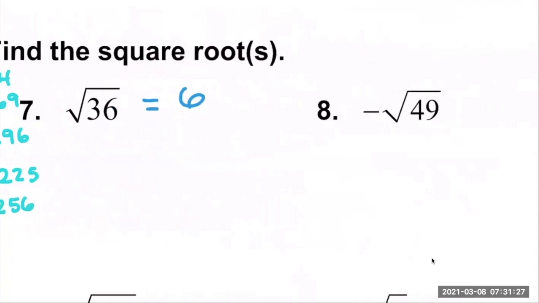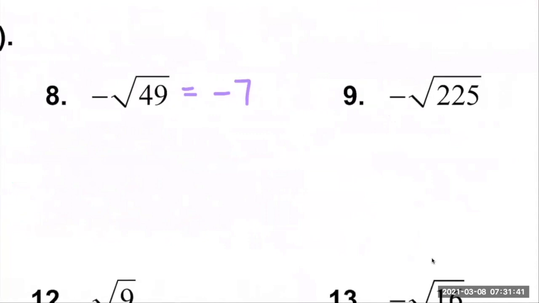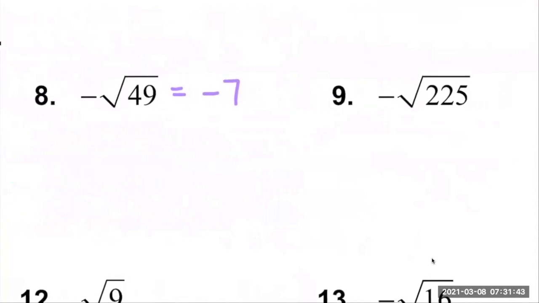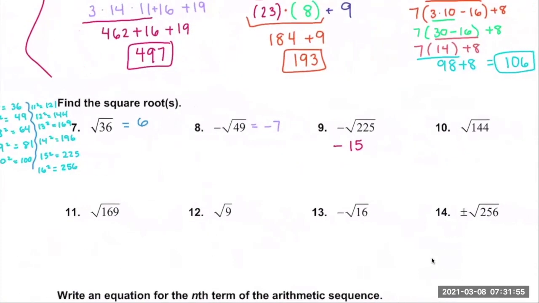On number 8, we have a negative on the outside. So that doesn't affect anything on the inside. We still have to take the square root of 49, which is 7, but because the negative is on the outside, it becomes a negative 7. Same thing on number 9. The negative is already there, so we can't get rid of it, and so we just have to take the square root of 225, which is 15. So go ahead and try numbers 11, 12, 13, and 14.